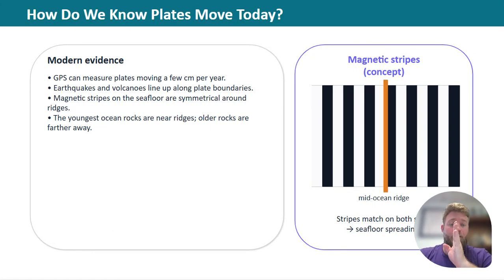So the youngest rocks are going to be at the ridge. Right at the mid-ocean ridge is where your youngest rocks are going to be. Further away is going to be older rocks. Just remember the youngest rocks are at the mid-ocean ridge. The oldest rocks are furthest away from the mid-ocean ridge.